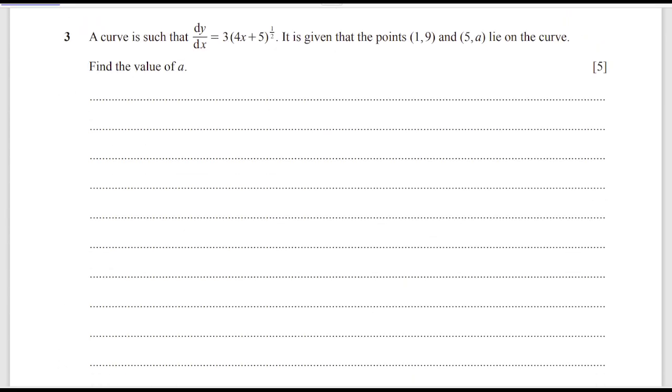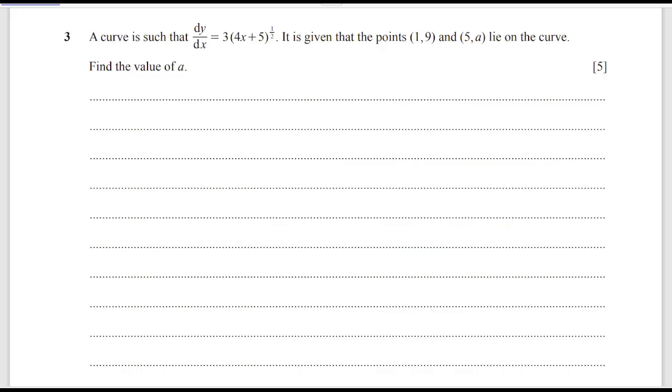Question number 3. A curve is such that its derivative is 3 times 4x plus 5 raised to the power 1 over 2. It is given that the points 1, 9 and 5, a are on the curve. Find the value of a. In this type of question, we are given the derivative and we need to find the value of a, where 5, a is a point on the curve. So to find the value of a, first we need the equation of the curve.